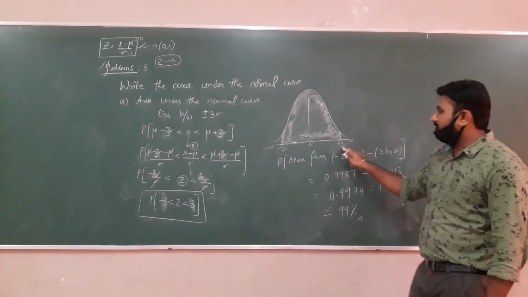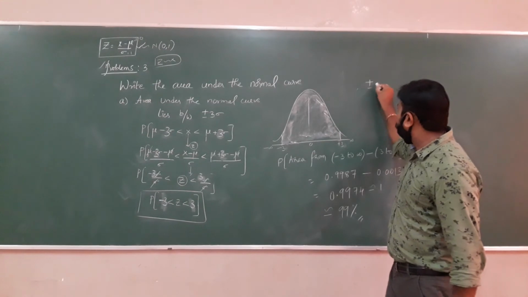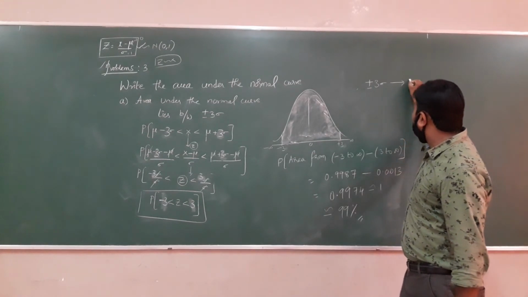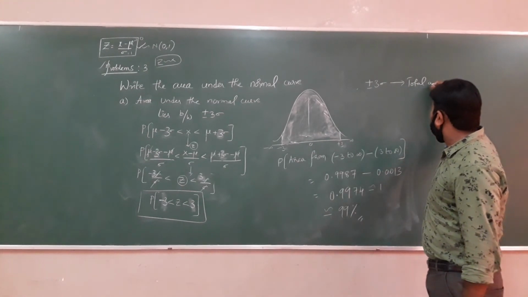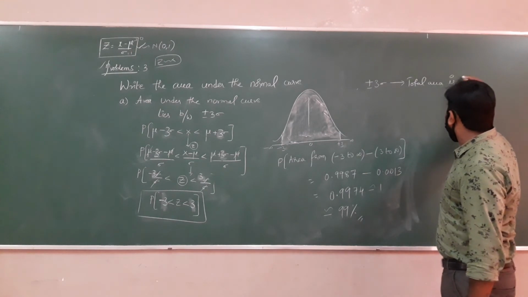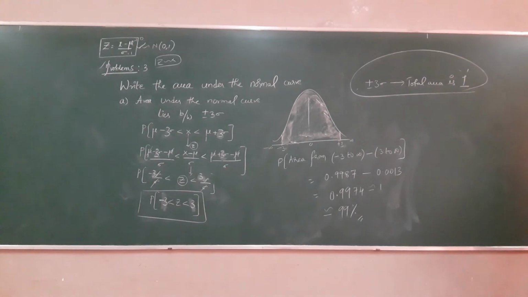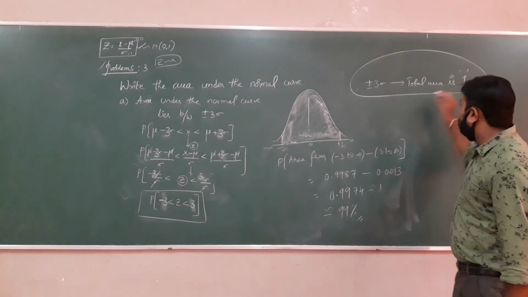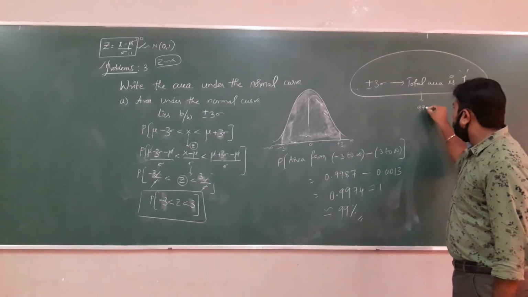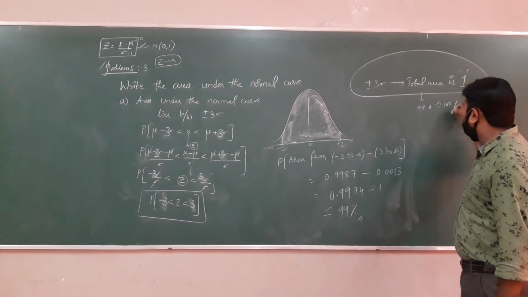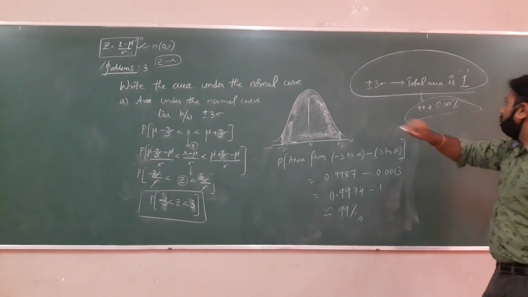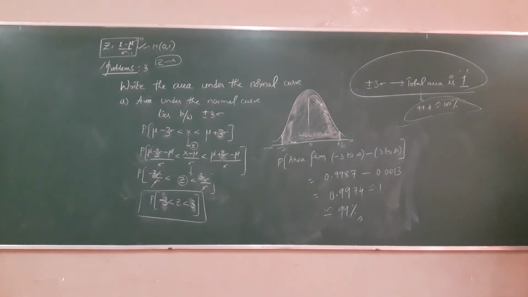That means plus or minus 3 sigma, the total area is 1. In a normal curve, the plus or minus 3 sigma, the total area is 1. In terms of percentages, 99.7, that is nothing but exactly 100%. You got it now?